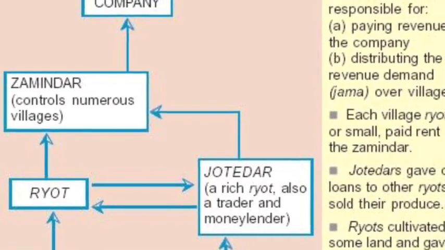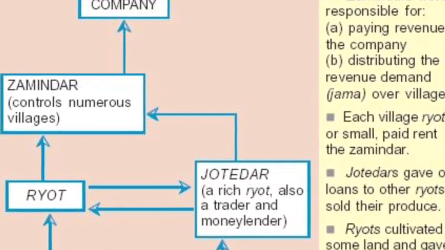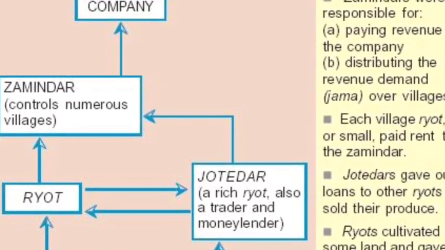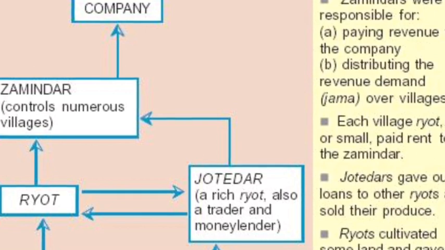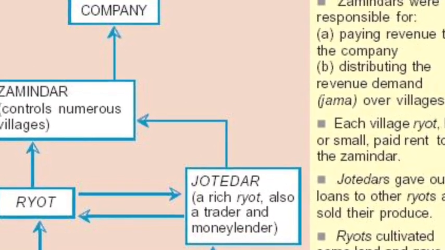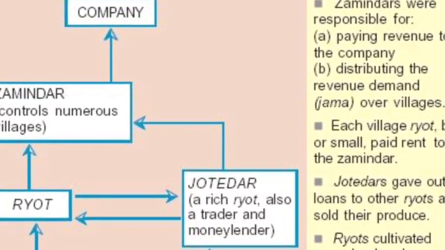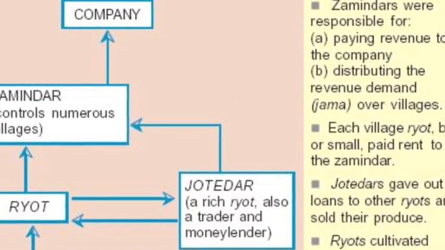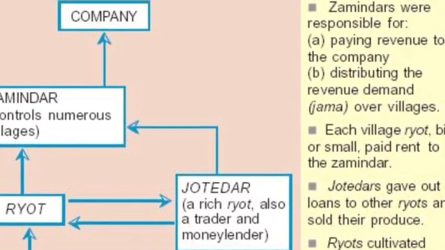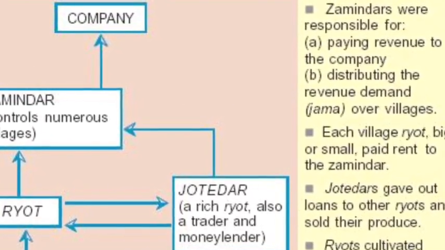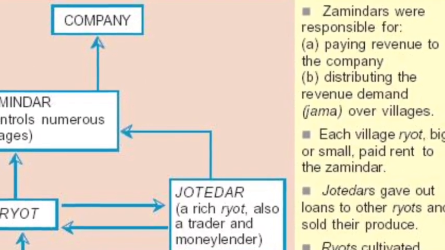A jotedar was a person who held jointly a piece of land for which he paid revenue directly to the government through his agents. The powers of the jotedars were practically more effective than those of the zamindars. They were more powerful in North Bengal.